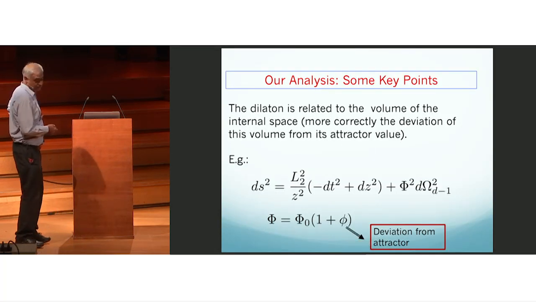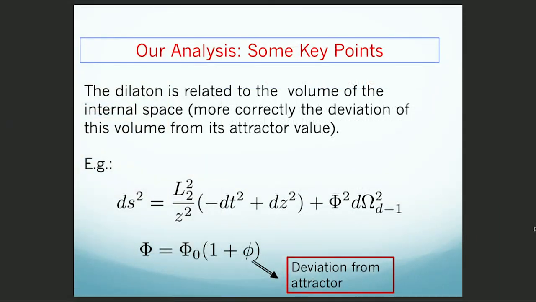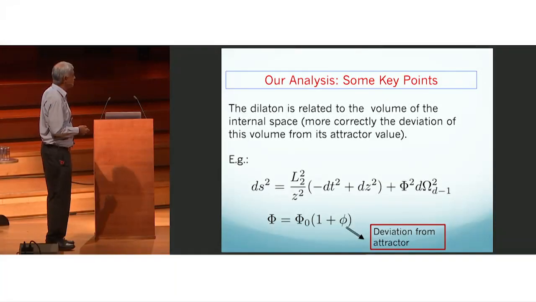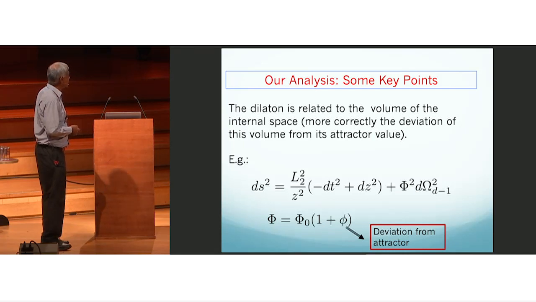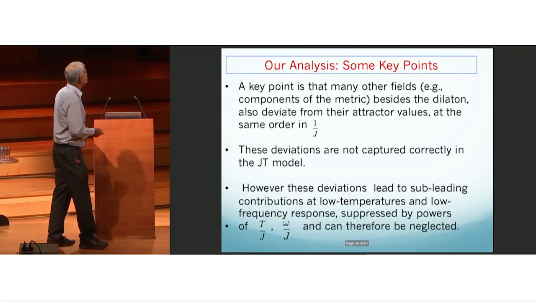Okay, I'll give you some of the key points here in the analysis, but before that, let me say that the dilaton, which arises in the JT model, as I said, is related to the volume of the internal space. So to be more precise, if you take a spherically symmetric case where phi is the radius of the sphere, and you write it in terms of its attractor value phi naught like this, then little phi, the deviation from the attractor, plays the role of the dilaton in the JT model.